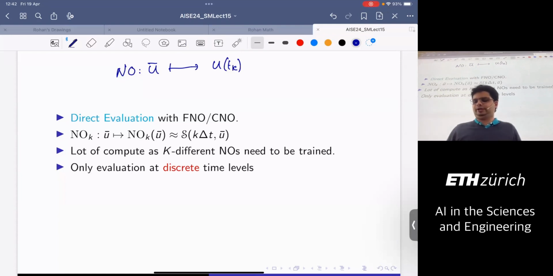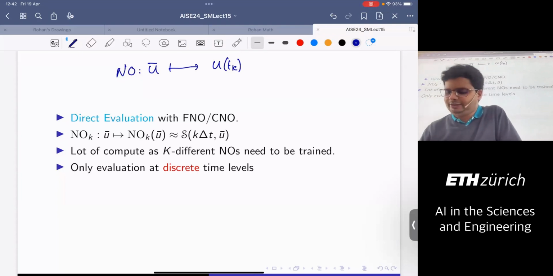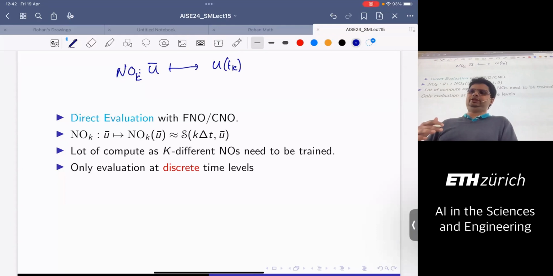So what one could do is take the kth neural operator. Actually, some people even do that. I can take the kth neural operator, and its task is, given the initial conditions, to produce a solution at the kth time level. So neural operator 1 will produce it at the first time level, neural operator 2 will do it at the second time level, third time level, and so on and so forth.